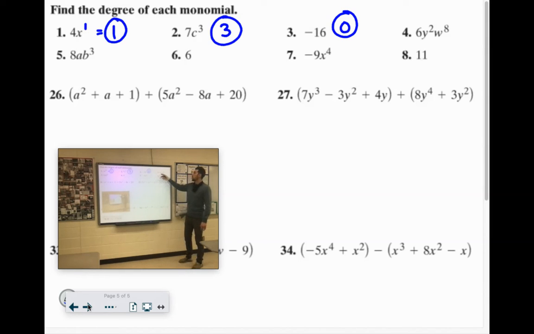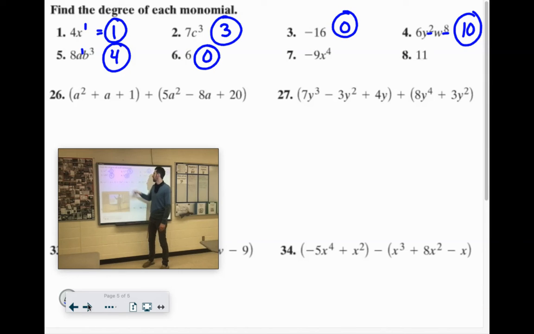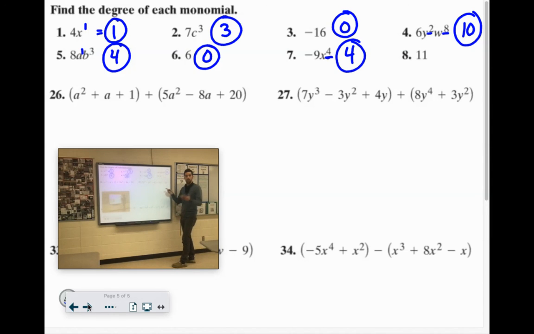We've got 6y squared w to the 8th, so we have 2 plus the 8, that would be to the 10th degree. 8ab to the third, people will see the 3, they'll be like, third degree. But don't forget about the a to the first power, so really this is to the 4th degree. 6, there's no letters. Negative 9x to the 4th degree. 11, no letters.